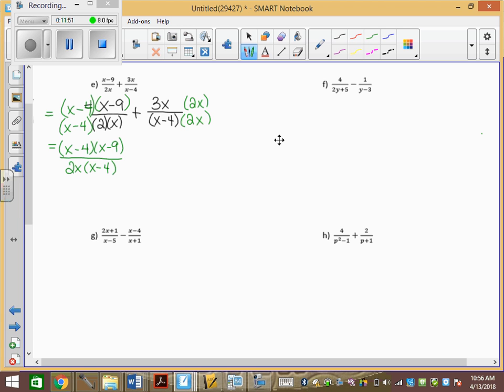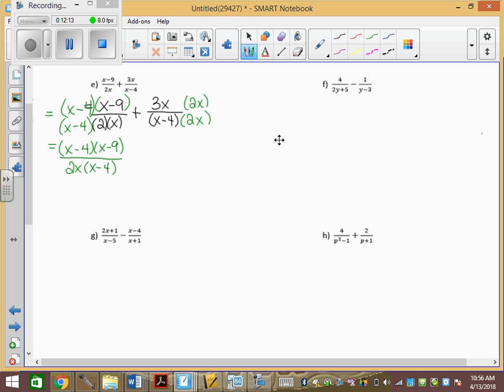I never distribute the bottoms. I never distribute the denominators. Why would I not distribute the denominators? What have I not stated? MPVs. If I distribute them back in, what am I going to have to do? GCF them back out to state MPVs. Would that be productive? No. So you never distribute the denominators.